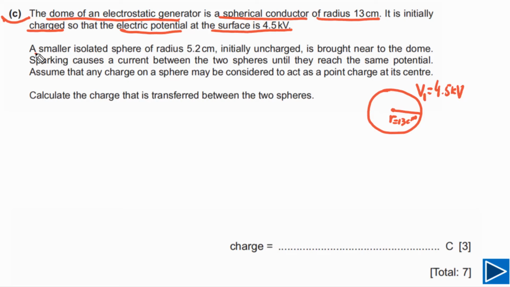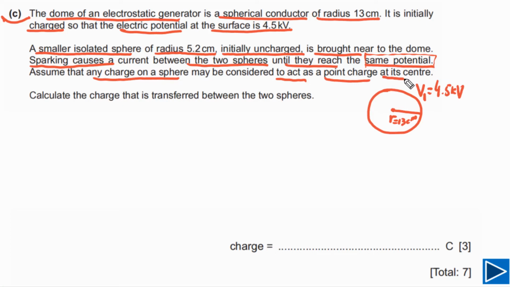It is also given to us a smaller isolated sphere of radius 5.2 centimeters, initially uncharged, is brought near to the dome. Sparking causes a current between the two spheres until they reach the same potential. Very important point, same potential. Assume that any charge on a sphere may be considered to act as a point charge at its center, meaning we can treat the sphere as a point charge. Calculate the charge that is transferred between the two spheres.